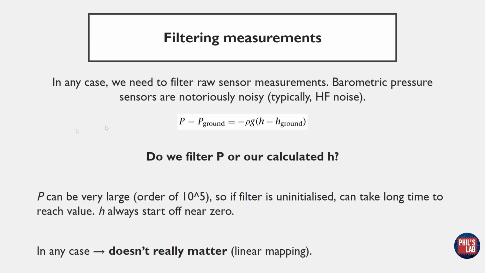It depends on how you initialize your filter. Essentially, P can be very large. We saw up to about 100 kilopascals. So if the filter starts at 0 and has a very slow time constant, it might take ages to settle to the mean of where P is usually at. Whereas H, which is our height difference actually, so H minus H ground, always starts off near 0 in this equation. In any case, it doesn't really matter because it's a linear mapping, but you have to make sure, with filter initializations, that the filter is fast enough if you don't initialize it.